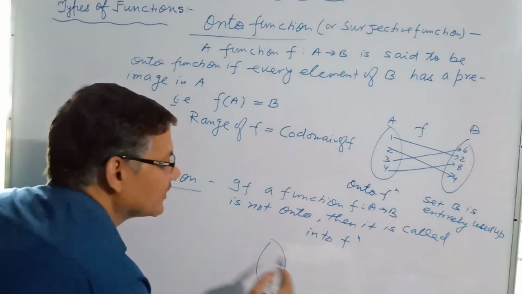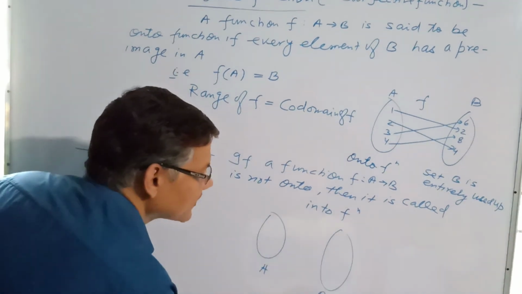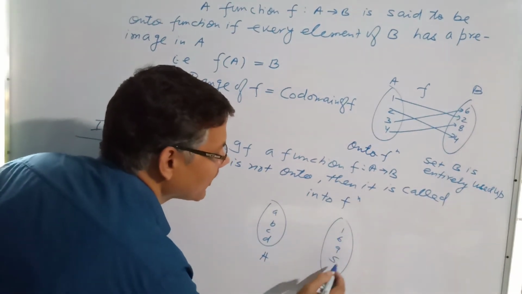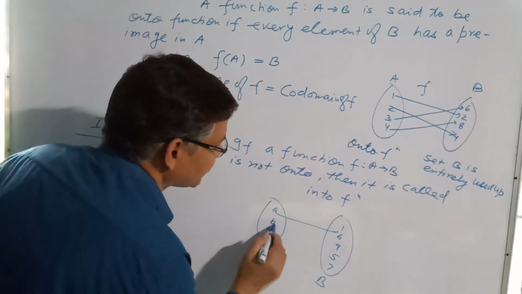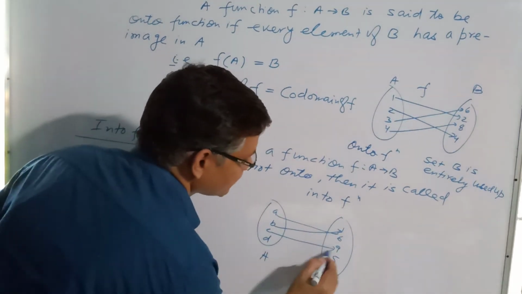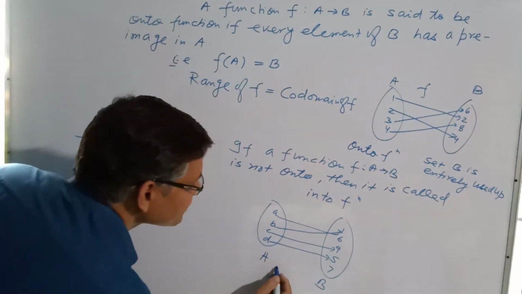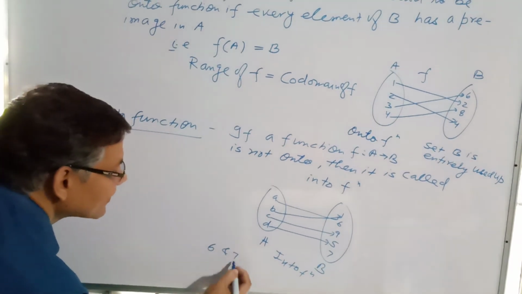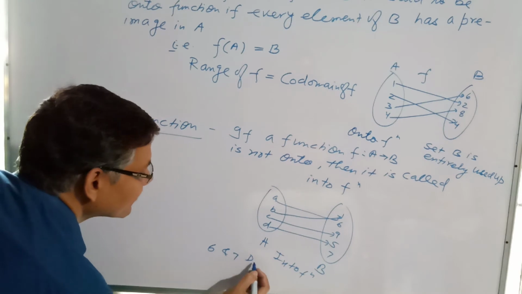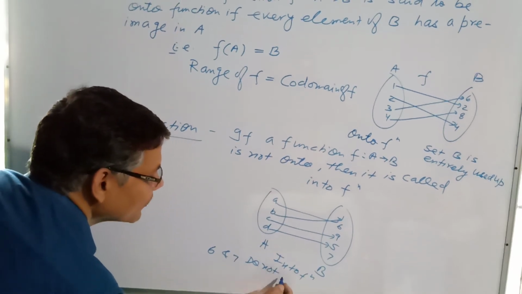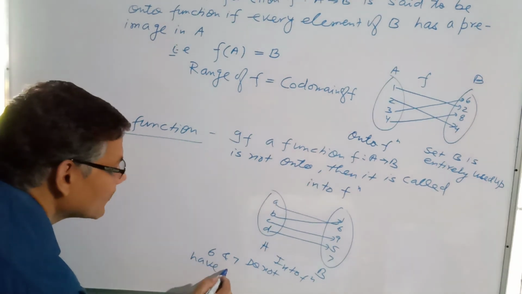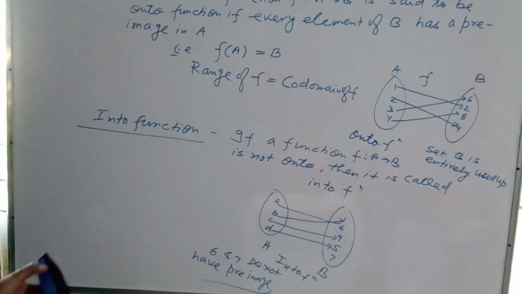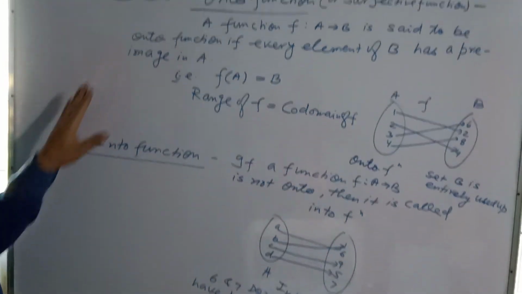For example, if I write here set A and set B, with A, B, C, D in A and 1, 6, 9, 5, 7 in B, with images 1, 6, and so on, it is into. Why? Since 6 and 7 do not have a pre-image. This is about onto, this is about into.